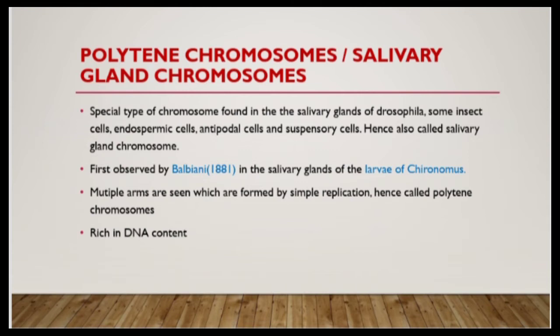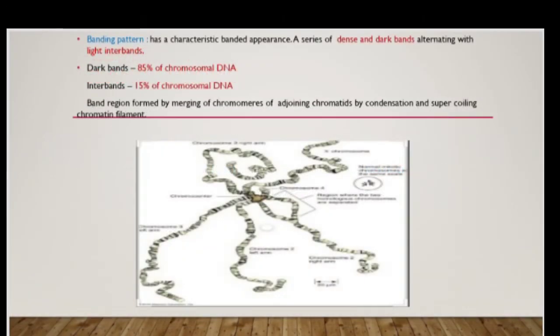Salivary gland chromosomes, or polytene chromosomes, were first observed by Balbiani in 1881, in the salivary gland of larva of Chironomus. These types of chromosomes are rich in DNA content. As you can see in the picture, multiple arms are present, hence they are known as polytene chromosomes.